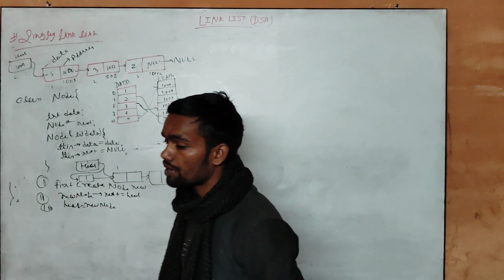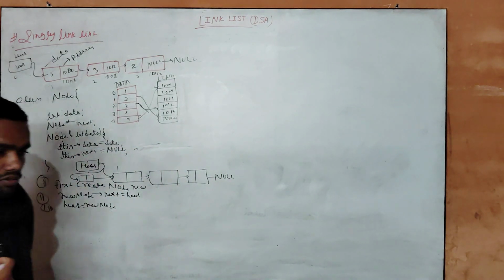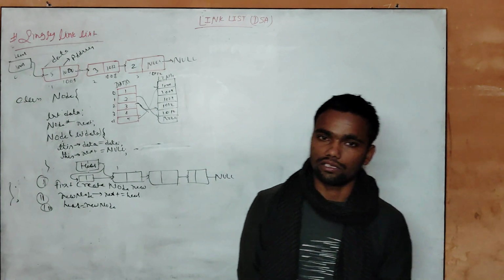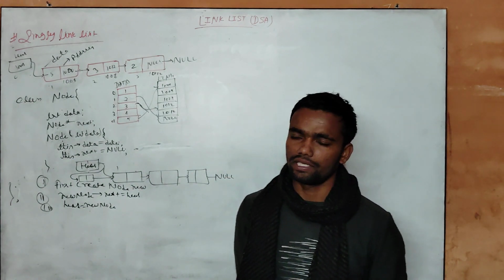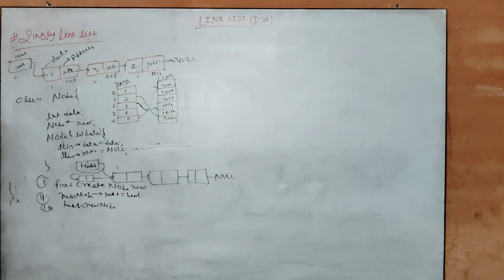First check one base case. What I am saying is, first you need to check one base case. If head is equal to null, then head is equal to new node, and simply return. Then firstly you need to check how. I am writing a program.